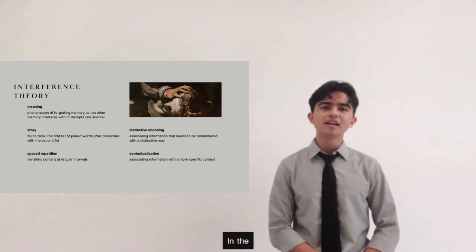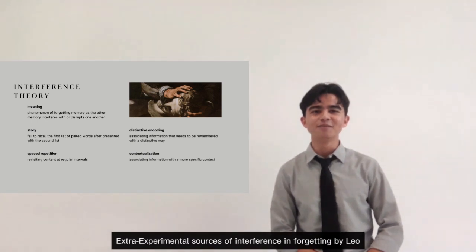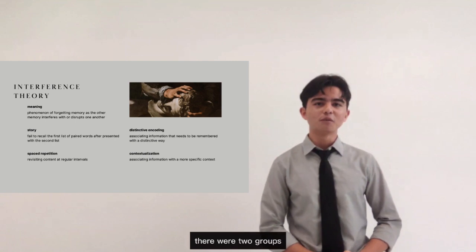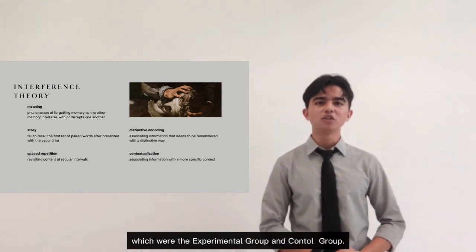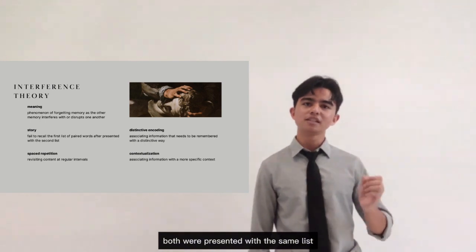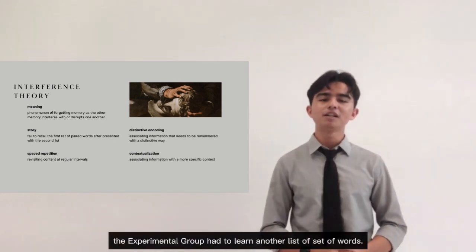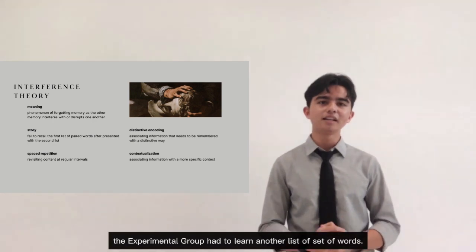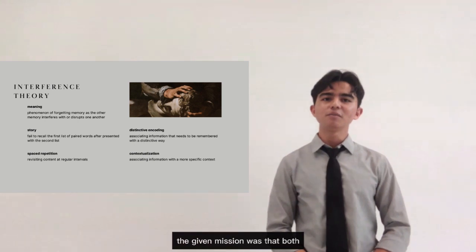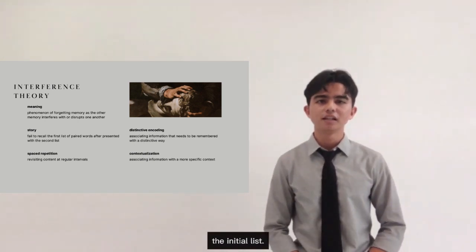In the experiment on sources of interference in forgetting by Leo Postman in 1960, there are two groups, the experimental group and the control group. Both were presented with the same list of words. However, the experimental group had to learn another list of words. The given mission was that both groups need to recall the initial list.